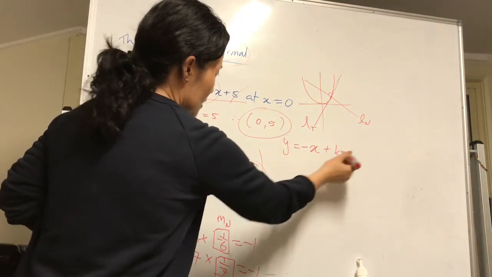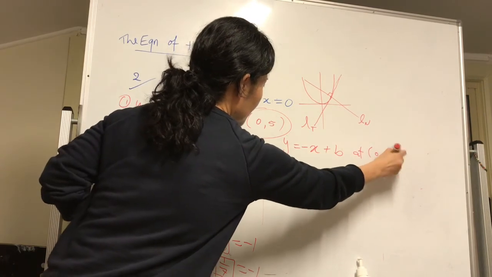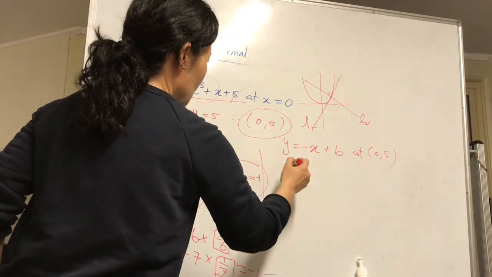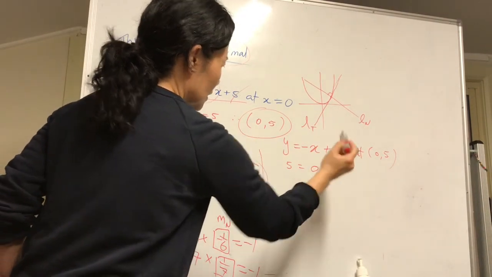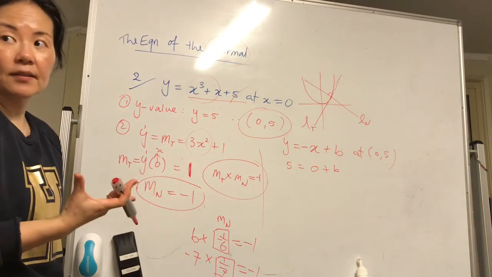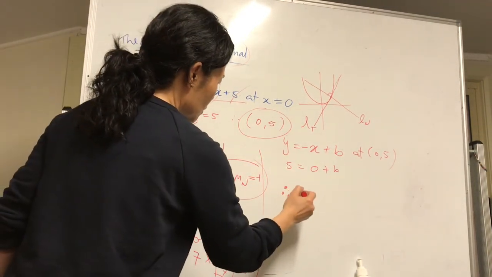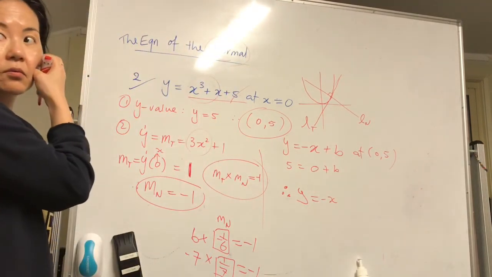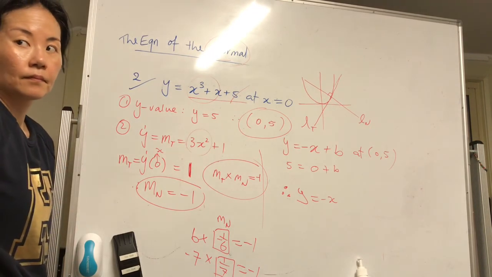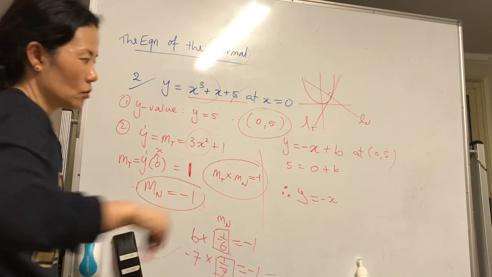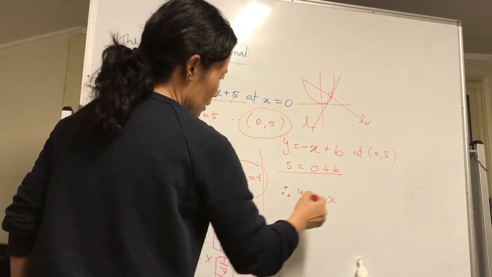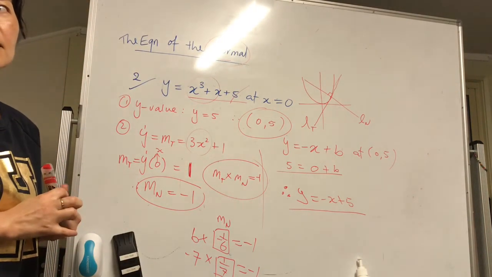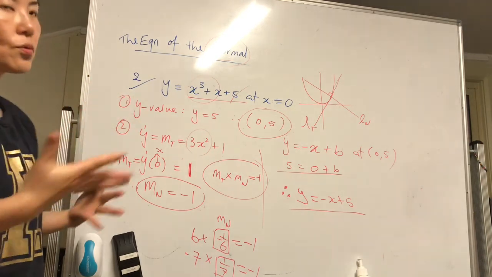So we got this point at 0 and 5. I'm going to use this to find b. So 5 equals 0 plus b. Is that right? So b is 5. So what is your equation of the normal? y equals minus x. What's b? Negative 5? No, oh no, it's just 5. Yeah, so plus 5. Are you getting this? Yeah. The more you do it, the better you will be.